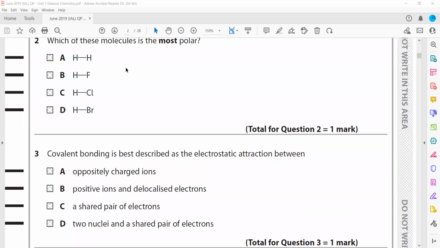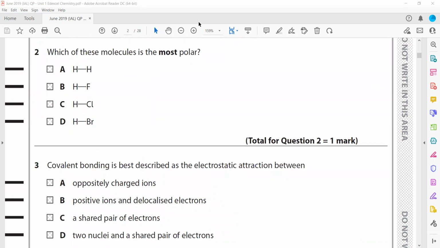In question 2, which of these molecules is the most polar? Remember, electronegativity increases as we move across the period and decreases as we go down the group. The most electronegative element in the periodic table is fluorine. So this one will be non-polar. We are left with HF, HCl, and HBr. Which has the greater electronegativity?